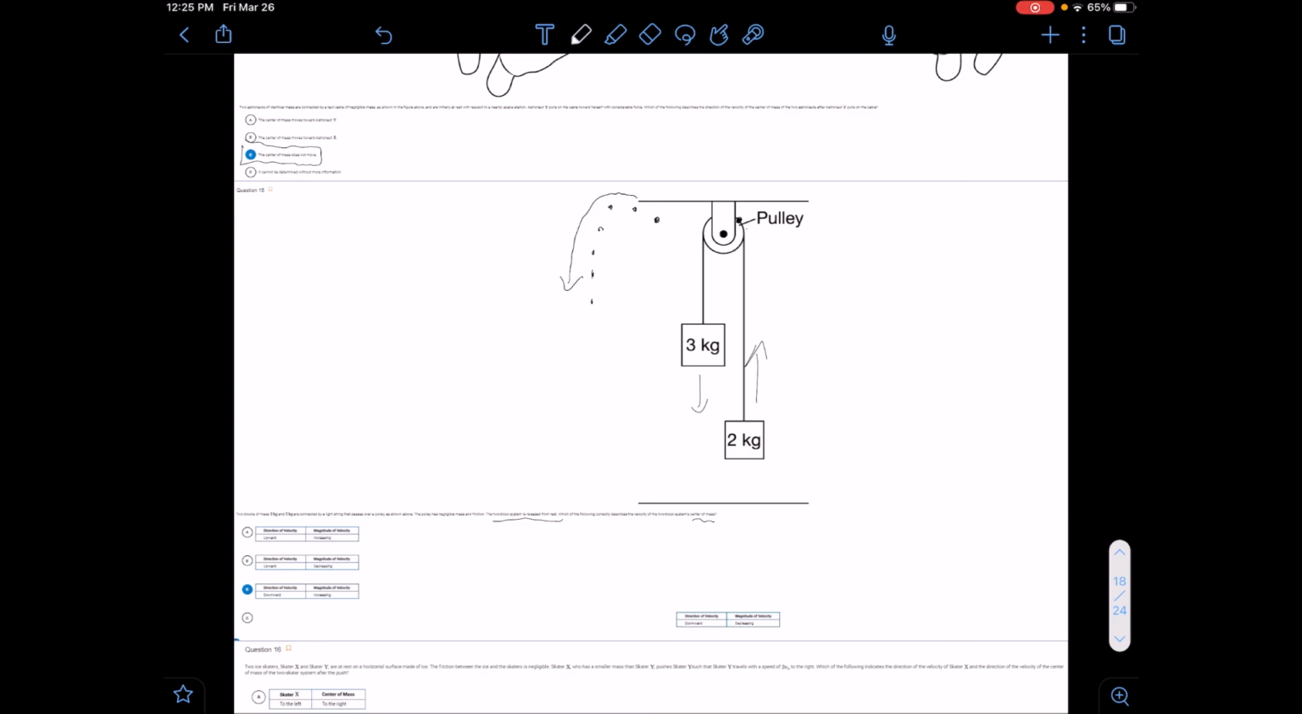So we can already cross out these two answer choices. And since it's moving downwards, it will also start to increase speed until it hits the ground. And so if it's increasing speed and staying in the same direction, that means the velocity is also increasing. And so our answer choice is C. And this would be wrong because it says decreasing.